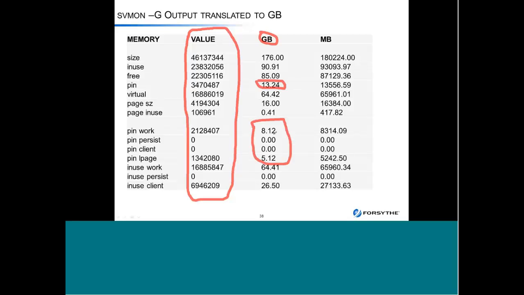So here's my working storage, which is basically the actual application buffers, that kind of thing. Persistent would be typically file systems that for some reason are pinned. Client would be pinned stuff for the network. And then there's pinned large pages. It then does the same for the in-use. So up here we have our 90 gig of in-use. Now down here it breaks it down to working, persistent, and client. So it's quite useful so that you can figure out what the breakdown is of your actual memory.